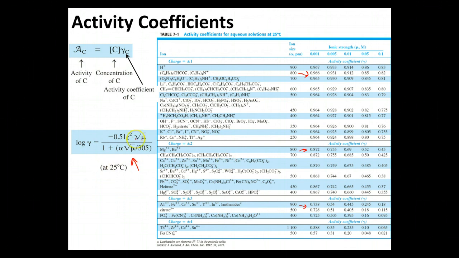And you can see here that our ion size is going to be doing something very similar. As we get to bigger ions, we see a bigger effect. In other words, a smaller number. So that's basically what we're talking about when we talk about our activity coefficients.